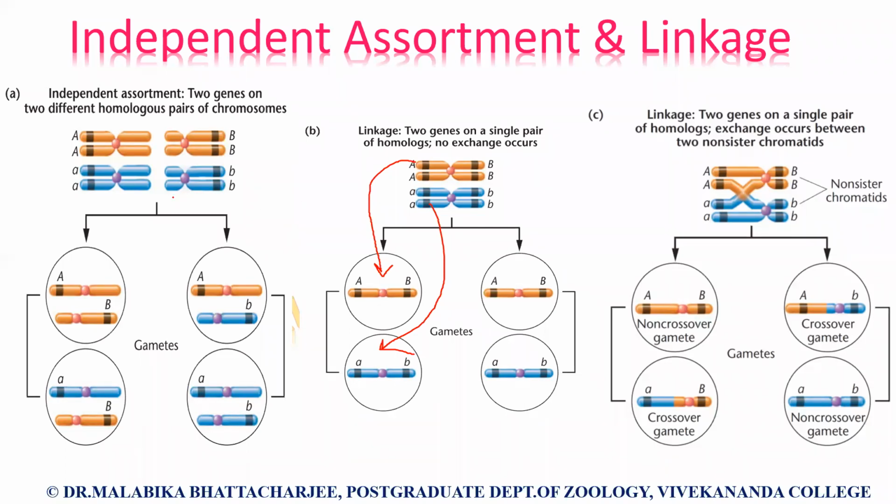In this case, if I bring about a comparison, in the previous case we had two crossover gametes. This was one crossover gamete, and this was the other crossover gamete. They are not similar to the parents. So in that case, we produce two crossover gametes.